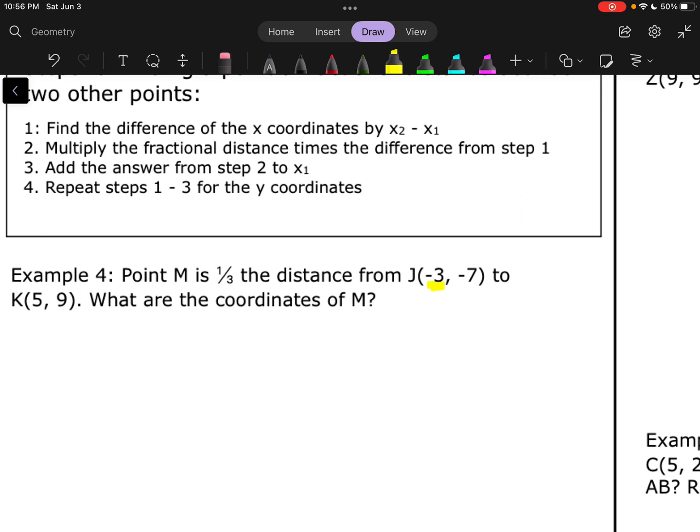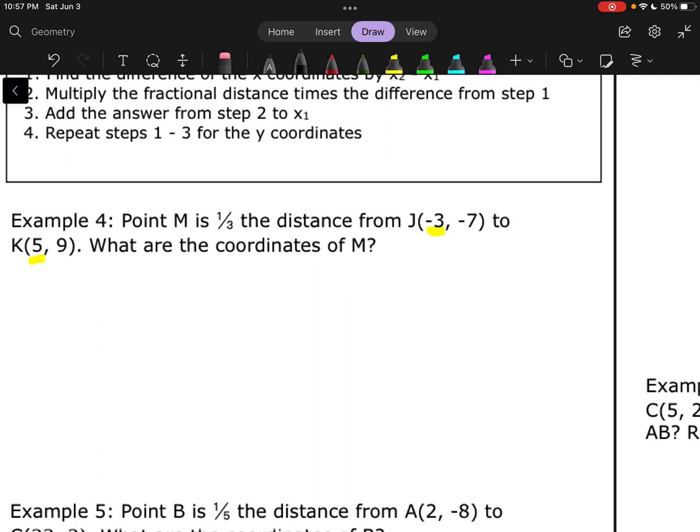So let's start off on this example 4. It says point M is 1/3 the distance from J to K. What are the coordinates of M? So here's what we're going to do. We're going to repeat those steps that we just learned for the x values and the y values. Let's start with the x values. So we've got x1, y1, x2, y2. So we're going to do x2 minus x1. 5 minus -3, which is 5 plus 3, which is 8.